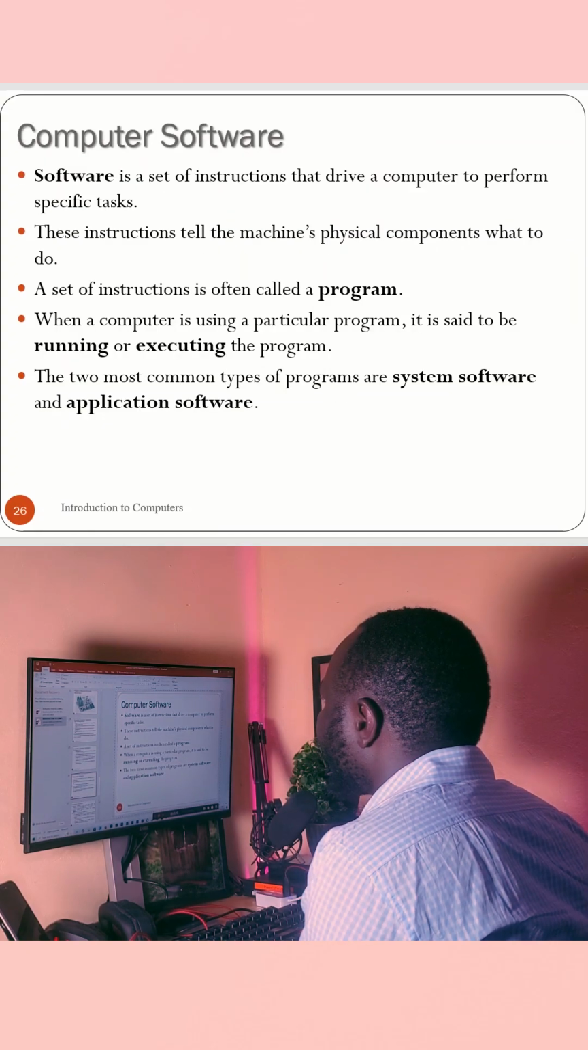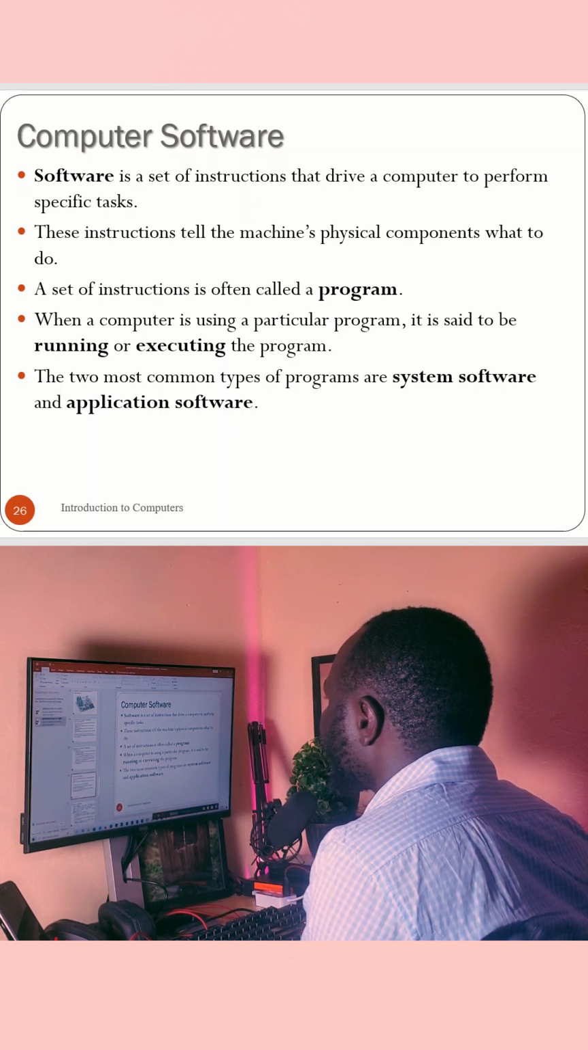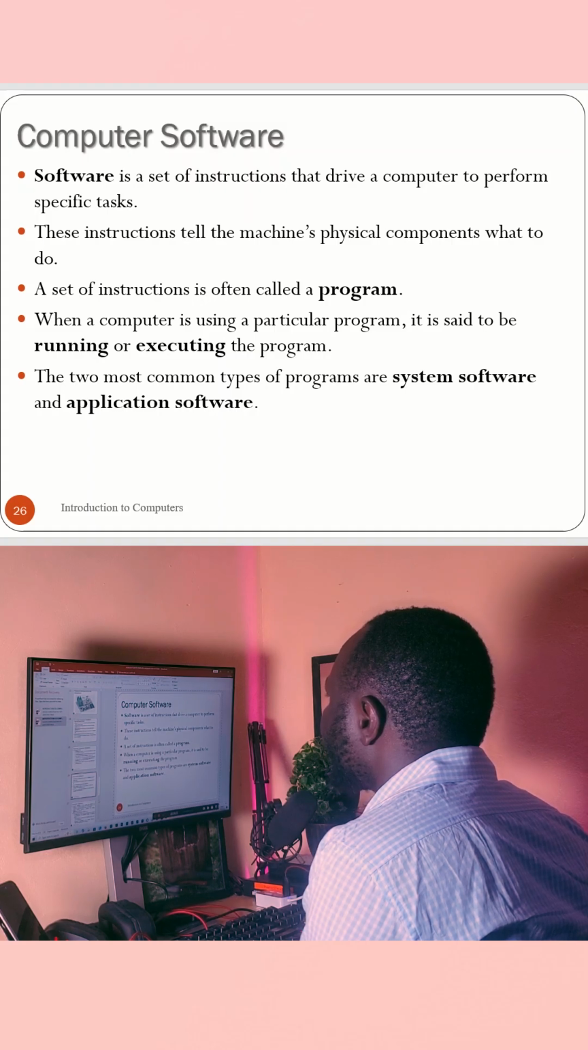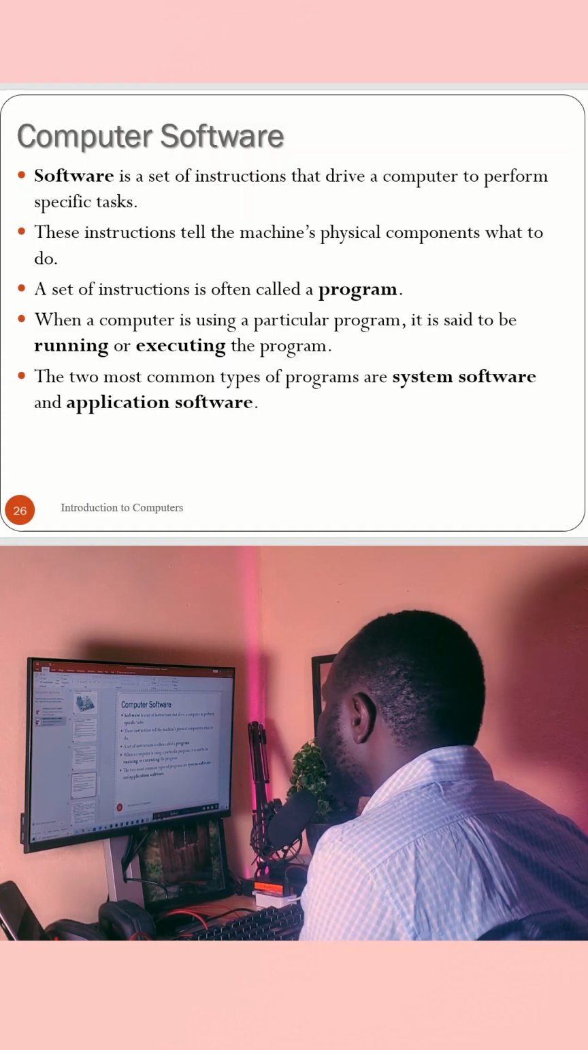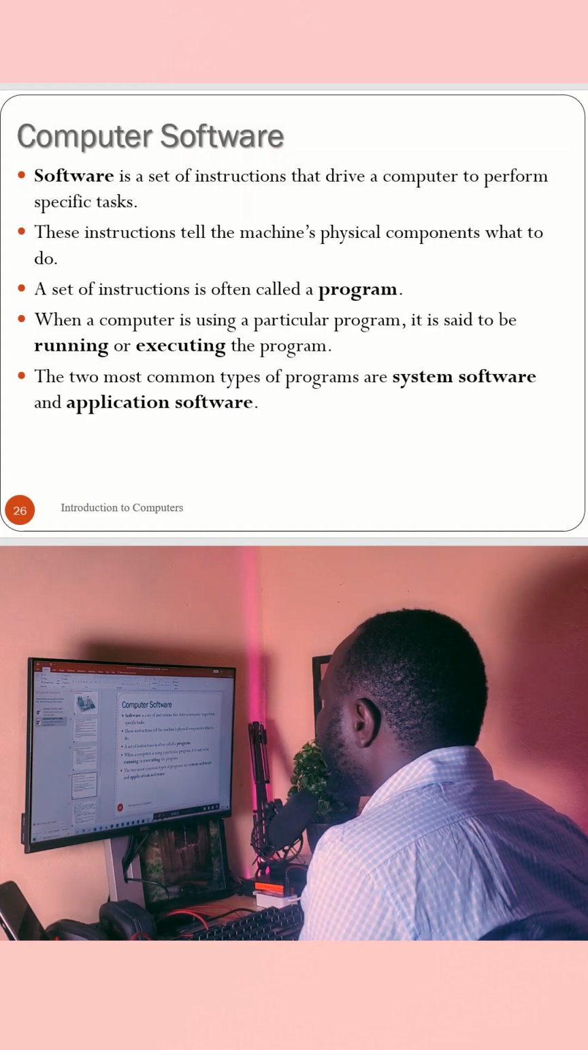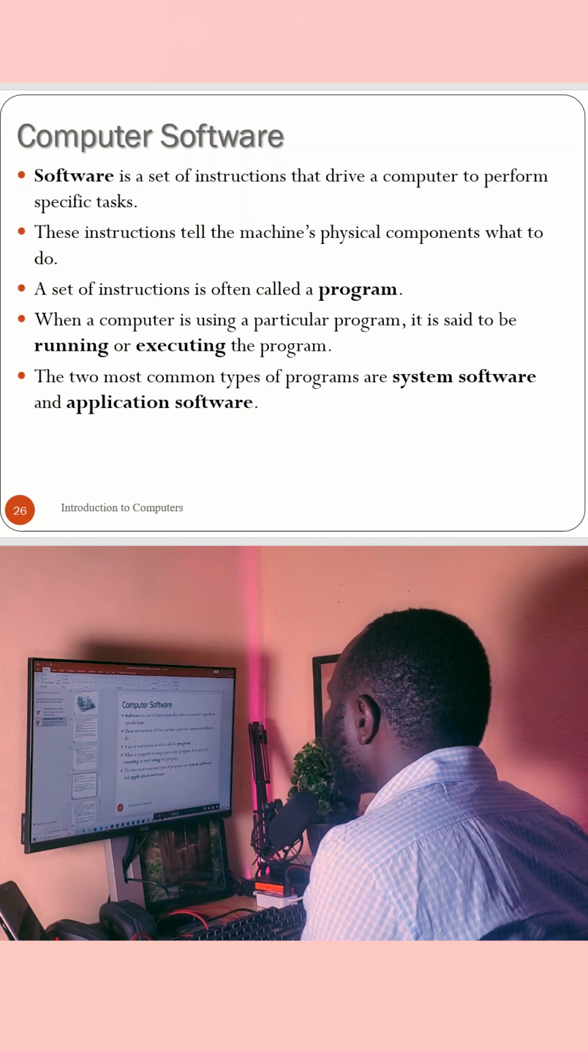Then we have software. Software is a set of instructions that drives a computer to perform specific tasks. If you go through all these slides, you're going to realize there are many definitions talking about the same thing. Initially, I told you software is just a set of instructions that tells a computer what to do and how to do it. Basically the same thing I'm repeating here, but in a different version, whereby I'm saying it's a set of instructions that drives a computer to perform specific tasks. The instructions tell the machine's physical components what to do.